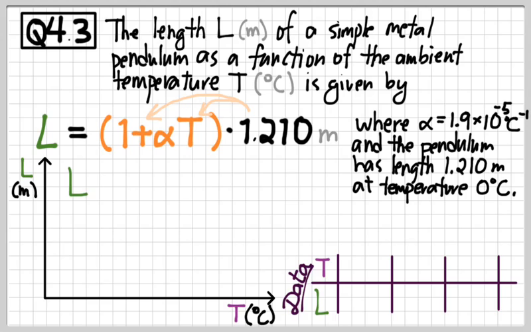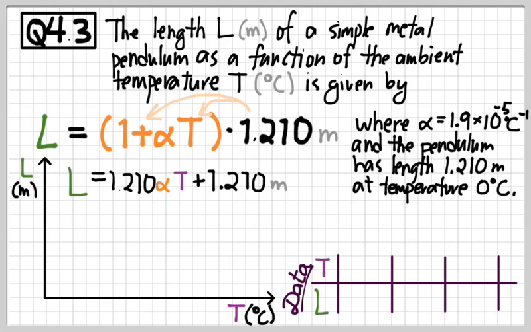So L equals, and when I distribute the 1.21 meters, I'm going to move that term to the end here, 1.210 meters. And then I'm going to get 1.210 times alpha times t. And now we get something that looks a lot more like y equals mx plus b.